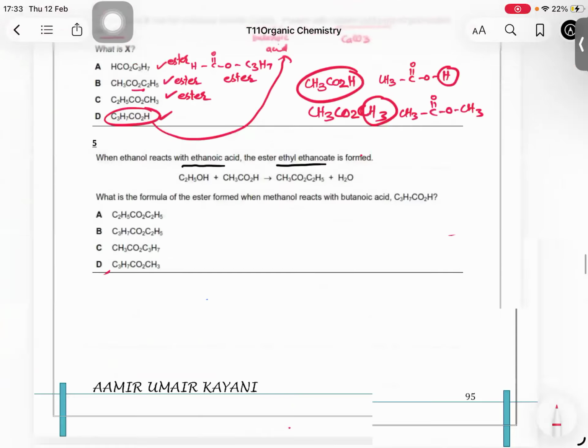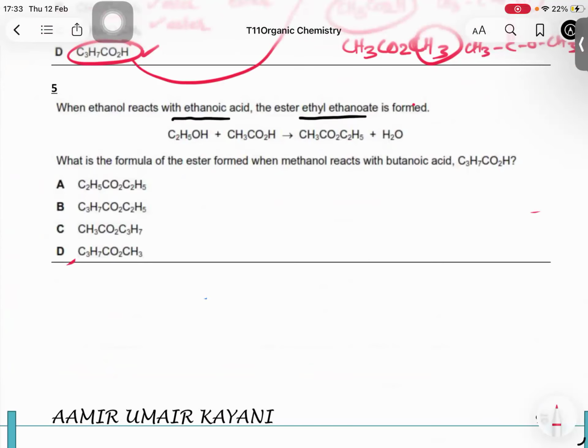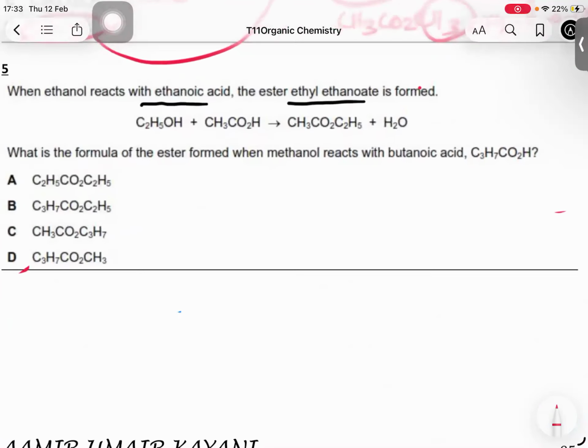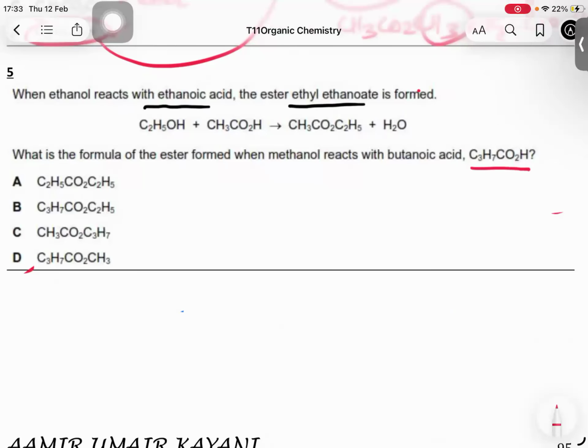Next. When ethanol reacts with ethanoic acid, the ester ethyl ethanoate is formed. What is the formula of the ester formed when methanol reacts with butanoic acid? Okay, बच्चों, this is butanoic acid and methanol reacts with the butanoic acid. Can you tell me the formula of the ester formed? You can do your working. I'm giving you time. Methanol with the butanoic acid.